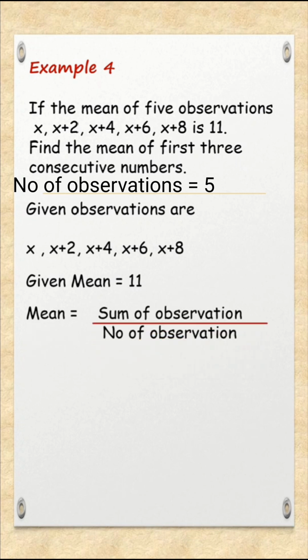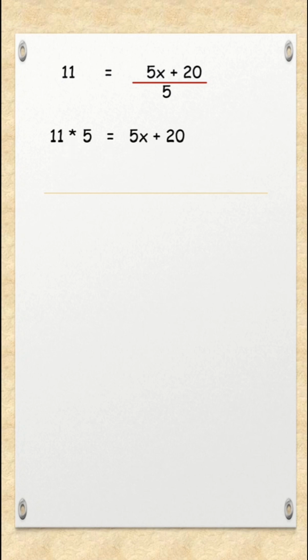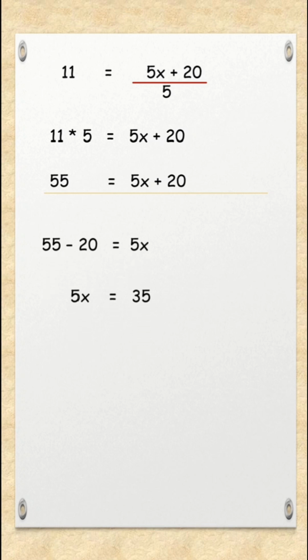You know the formula for mean. Mean is equal to sum of observations by number of observations. Substitute all the values. You can add all the x because they are like terms. You will get 11 is equal to (5x plus 20) by 5. 5 will go to the left hand side. 11 into 5 is equal to 5x plus 20. 55 is equal to 5x plus 20. 20 is a constant. It has a positive sign. If it comes to the left hand side, it becomes minus. So 55 minus 20 is equal to 5x. 5x is equal to 35. x is equal to 35 by 5. 5 table, 35 is 7 times, so x is equal to 7.